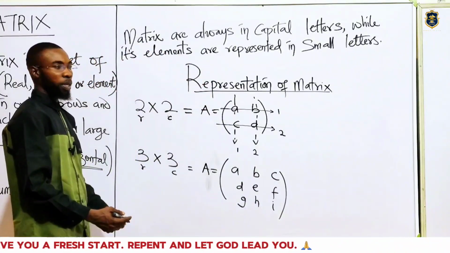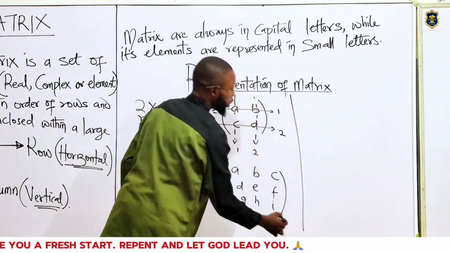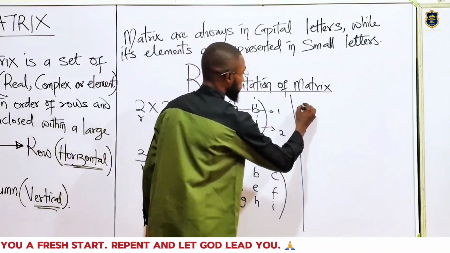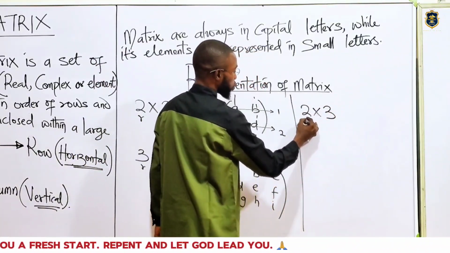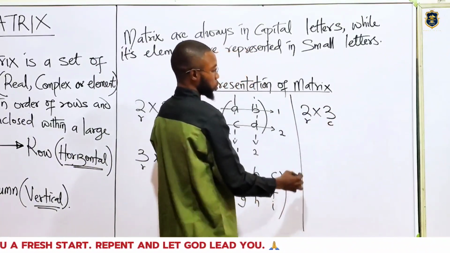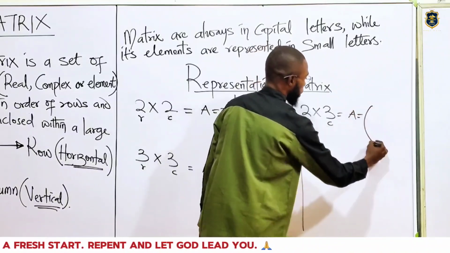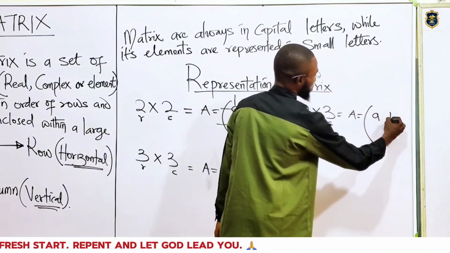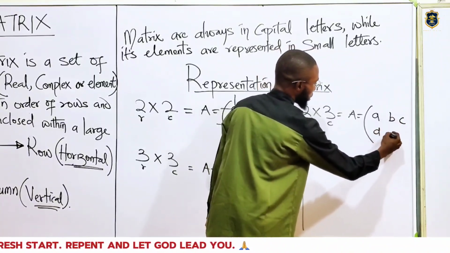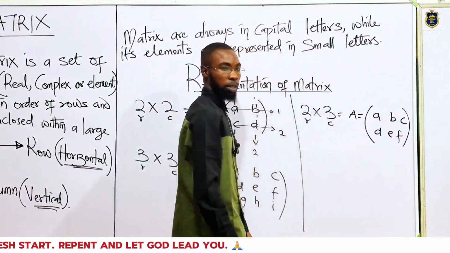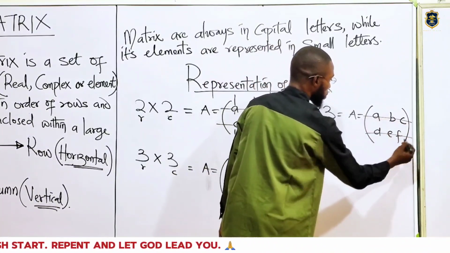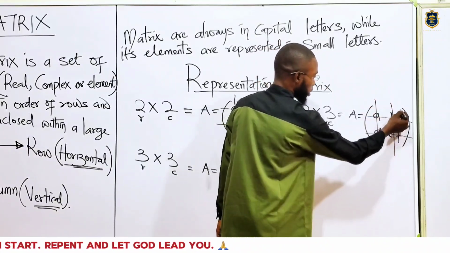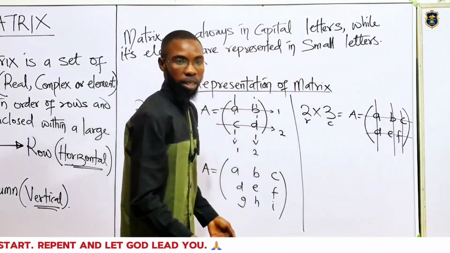That's their representation. And sometimes they are also represented in 2 by 3 form, 2 times 3. That is the row. We have 2 rows and 3 columns, such that A becomes what? The rows will be, let's say we have A, B, C, D, E, F. In this case, look at it now, we have just 2 rows, then the columns are 3. You see it? We have 2 rows and 3 columns.